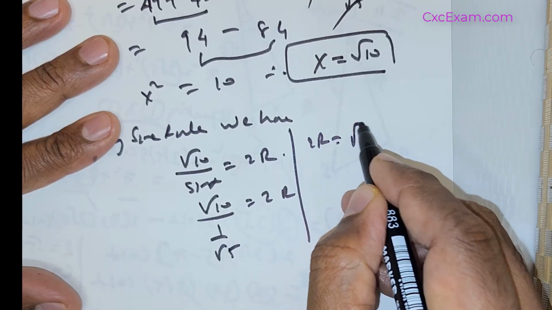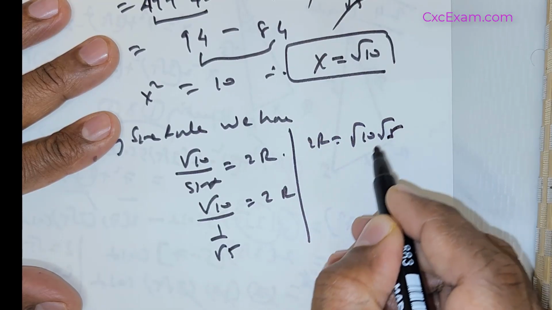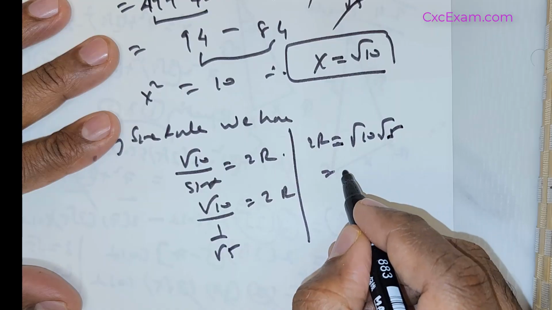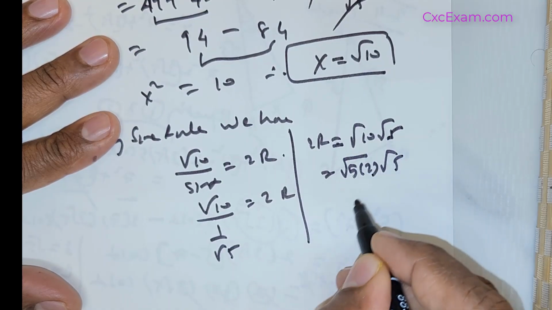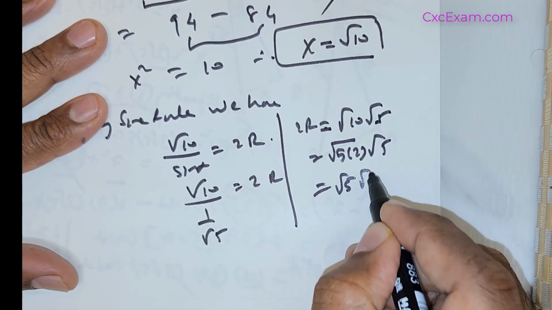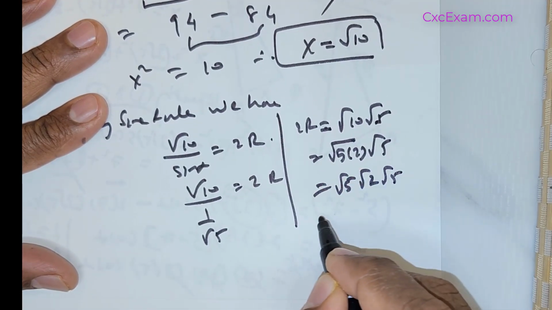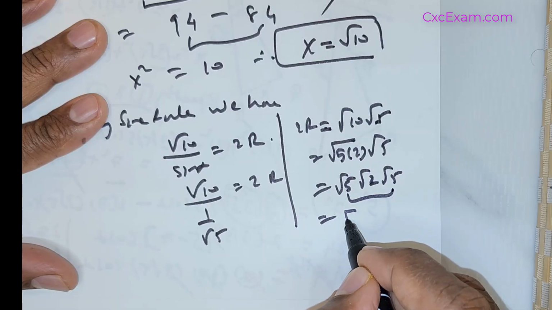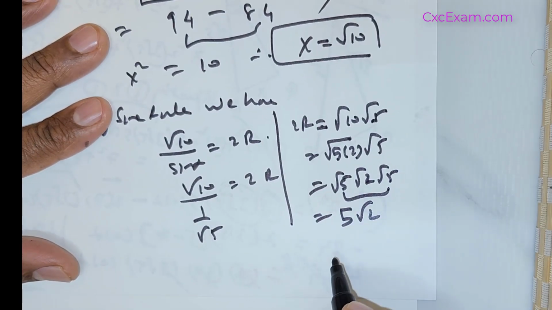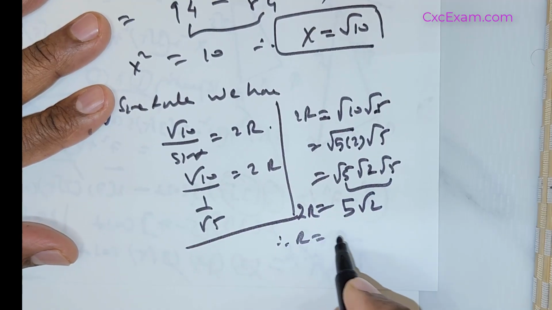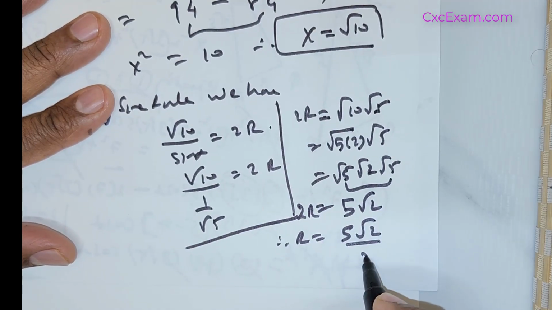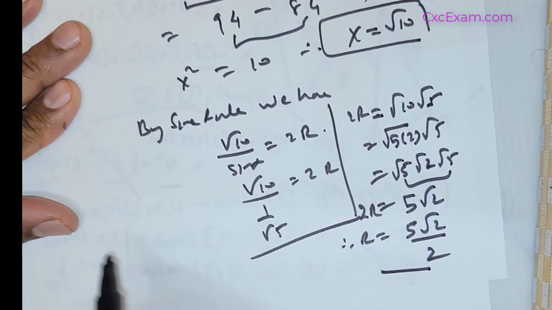So 2 times r is equal to root of 10 times the root of 5. Now root of 10, I'm going to write it as 5 multiplied with 2. You have a root of 5 there. This can be rewritten as root of 5 times root of 2 times root of 5. Root of 5 into root of 5 is 5 times root of 2 equals 2 times r. So therefore r is equal to 5 times root of 2 divided by 2. So this is what we have for the radius.